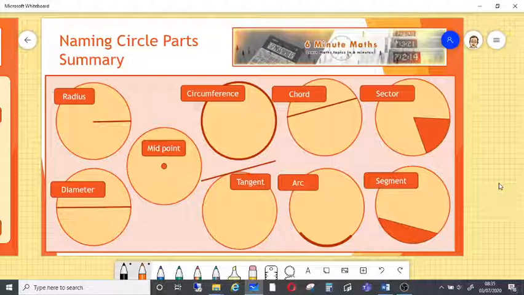The tangent is a line that touches the circumference, just passes through the circumference. An arc is a part of the circumference. A chord is a line that goes through the inside of the circle from one edge to another, but it doesn't pass through the midpoint. We've got a sector, which is like a slice of cake, and a segment, which is like a piece of orange.